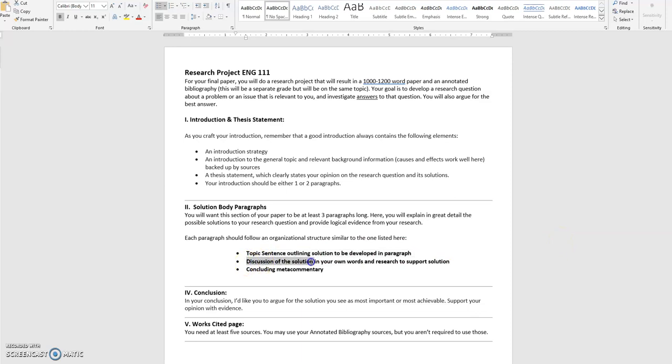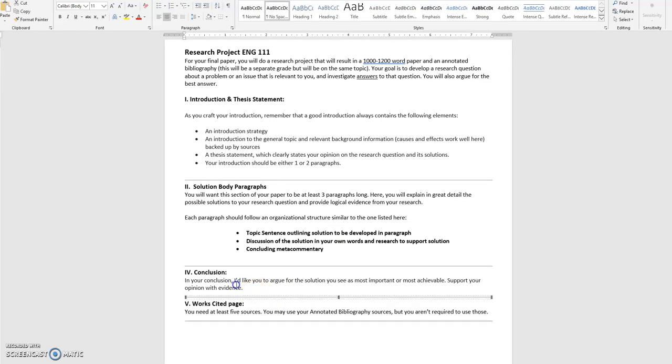Then you need to talk about the solution in your own words and support that with research, okay? You can paraphrase your research or you can quote your research, but either way, when you're referring to your research, you need to cite it. And then just like we did with the last essay, you're going to conclude your body paragraphs with meta commentary from They Say, I Say. Finally, in your conclusion, you're going to argue for which solution you see as most important or most achievable.